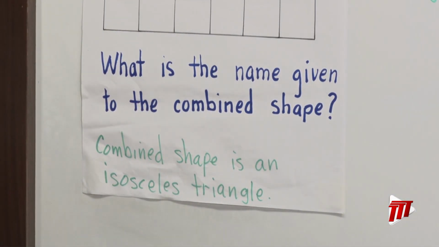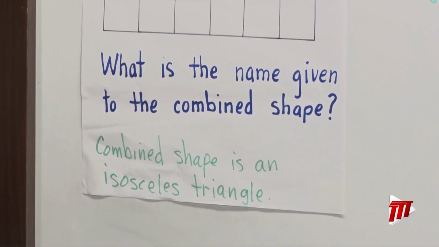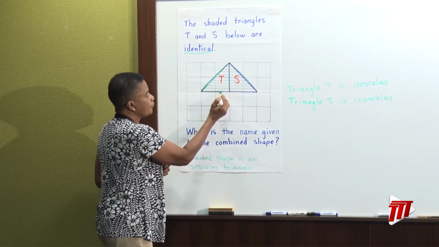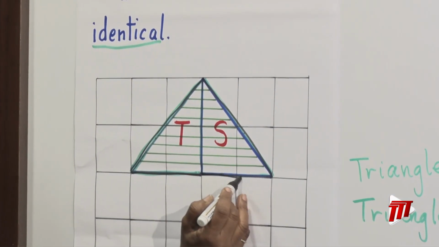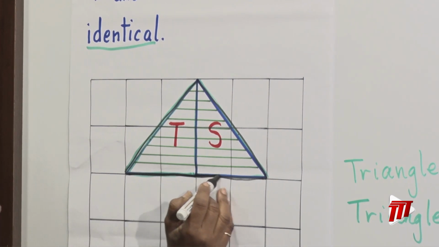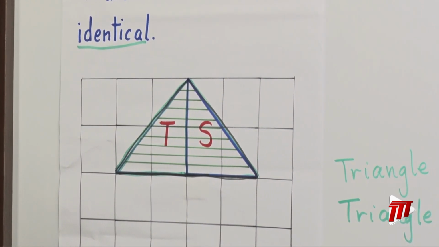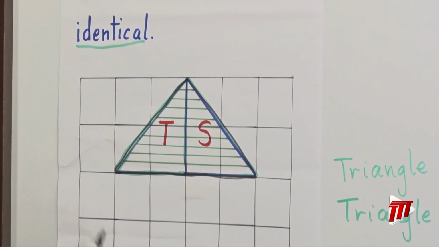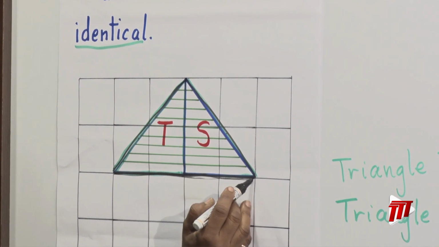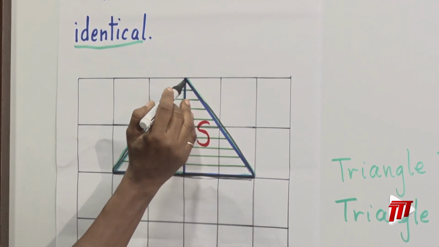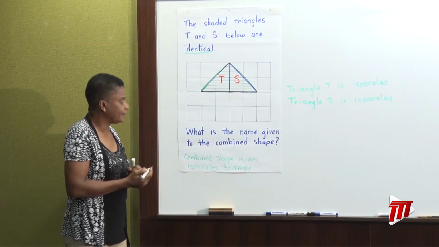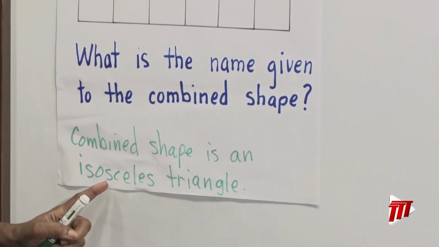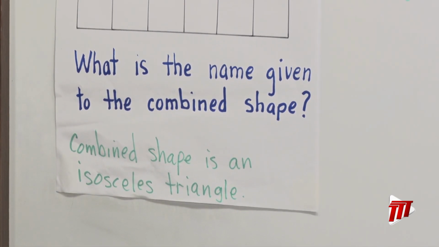Why won't it be equilateral? I'm sure some of you are asking, well, why not equilateral? Now, if this side is 2 units and this side is 2 units, then the length here will be 4 units long. Is this length 4 units long? No. So we know that if one side is different and 2 sides are the same length, then the triangle cannot be equilateral. The combined shape must be isosceles. Let's move on.